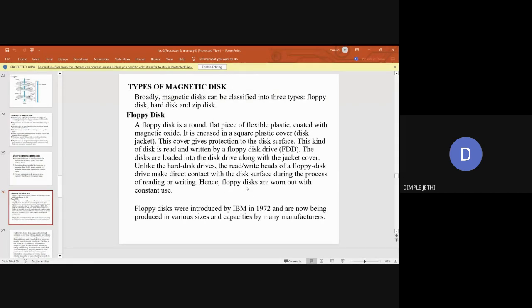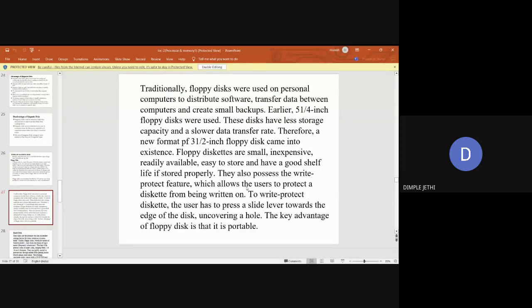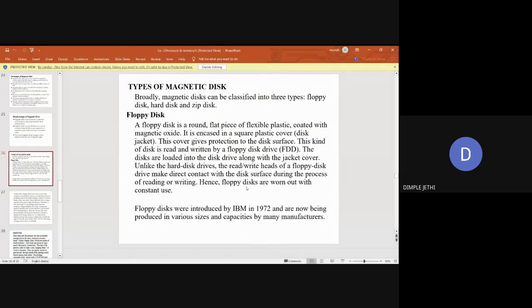One is, as I said, the floppy disk. This used to be some kind of square, like you have CDs in round form. The floppy disk used to be a square shape. So there used to be one floppy drive, like you have a hard drive, CD drive. So there used to be one floppy drive where you used to put your floppy disk.